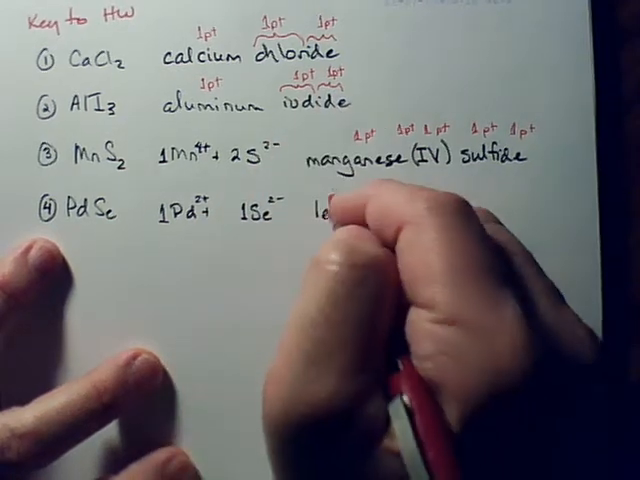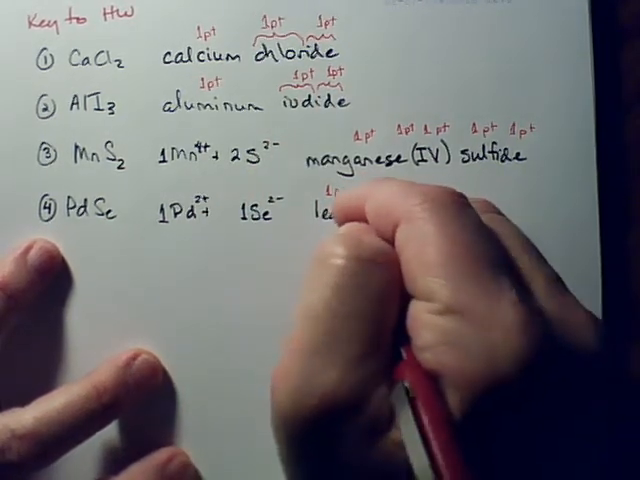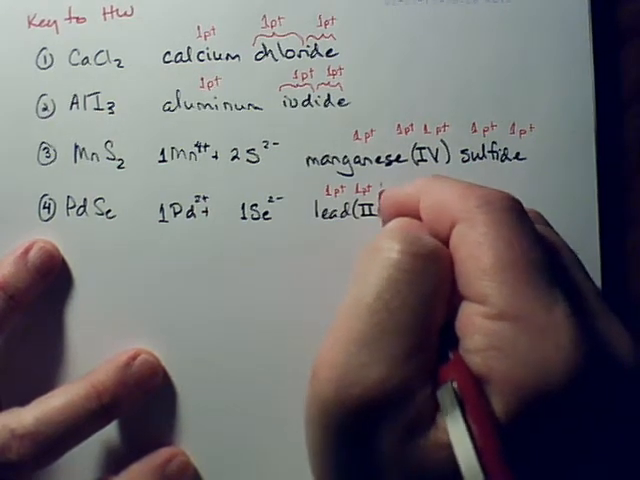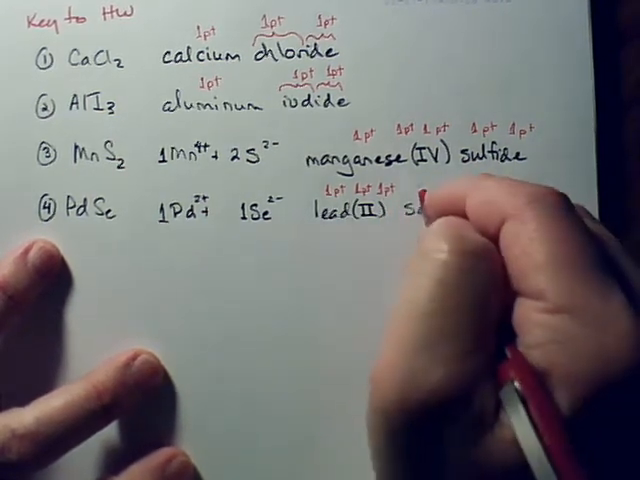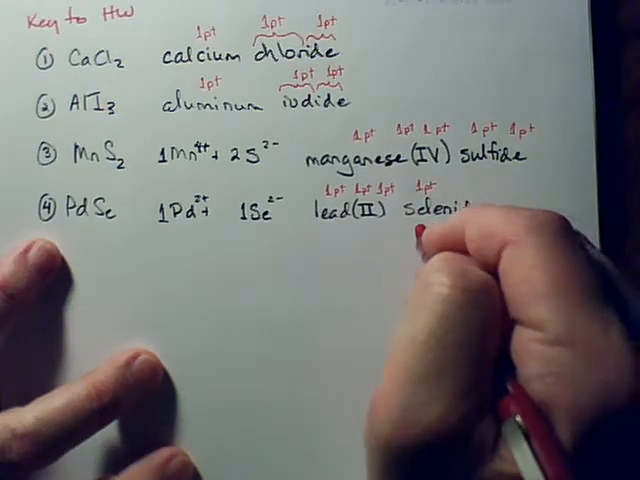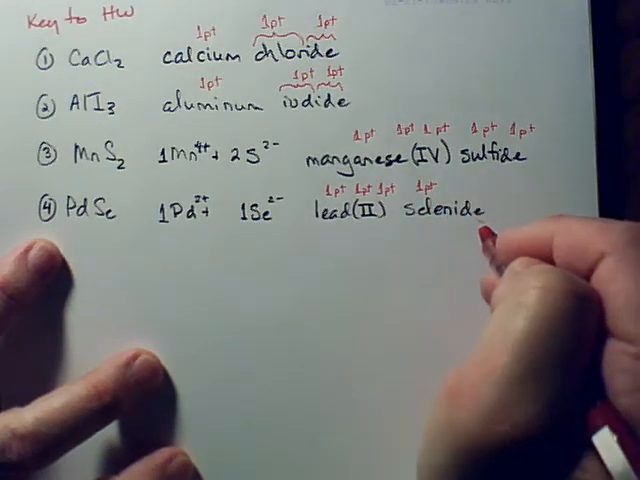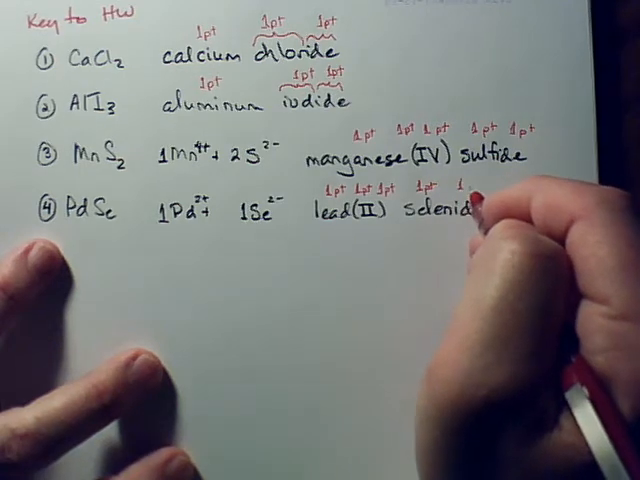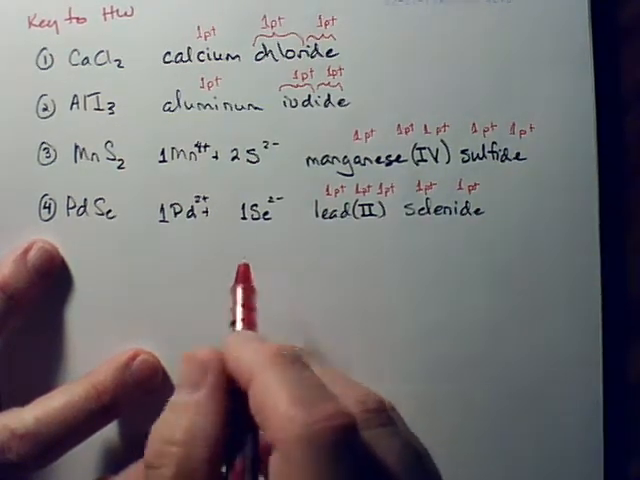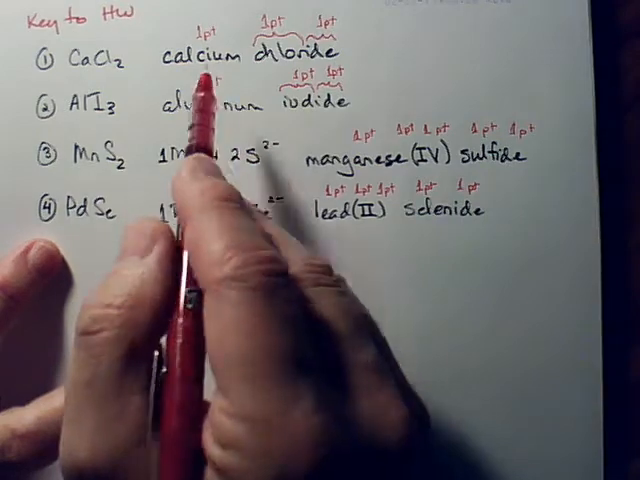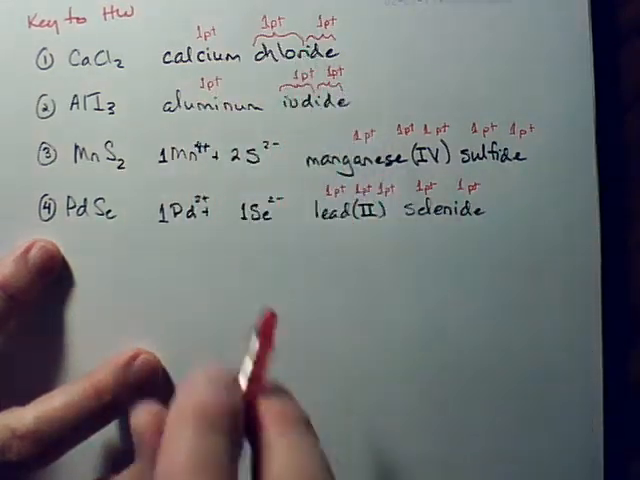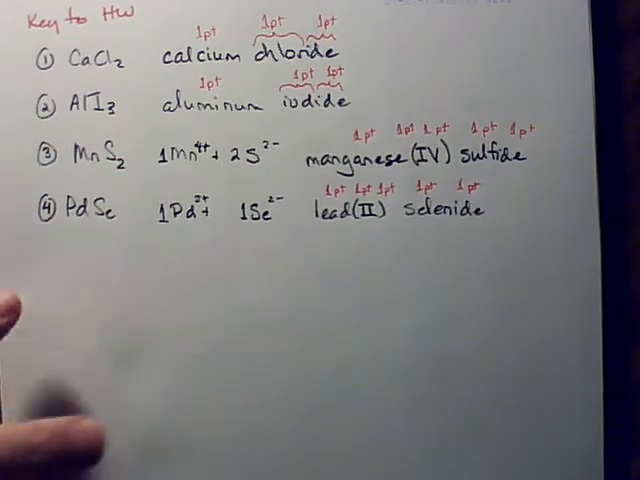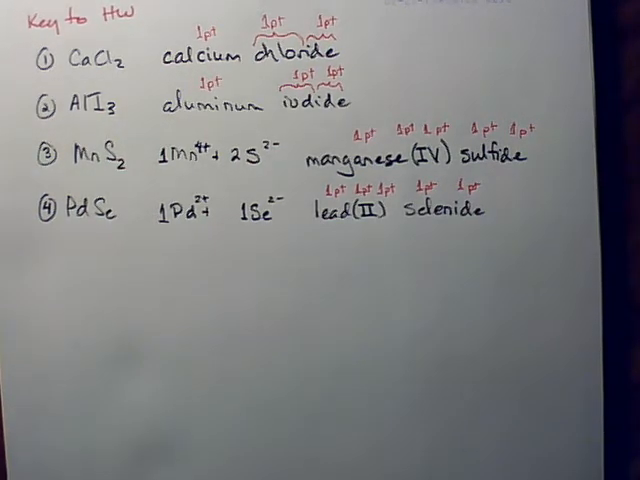Same with this one. 1 point for lead, 1 point for the parentheses, 1 point for the correct Roman numeral, 1 point for the selen root word, and 1 point for the -ide suffix, okay? So 5, 10, and then we got 16, so we have a total of 16 points just for this first section. All right, then we're going to go on to the next section here in a minute.